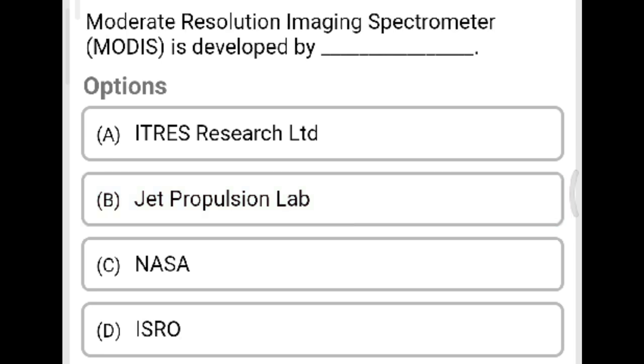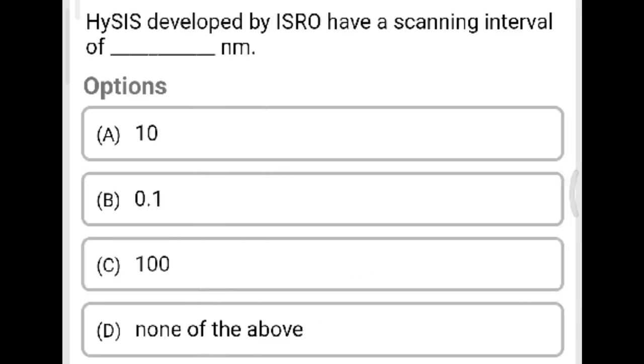Next question, Moderate Resolution Image Spectrometer is developed by option A ITRES Research Lab, option B Jet Propulsion Lab, option C NASA, option D ISRO. The correct answer is option C NASA. Next question, HYSIS developed by ISRO having the scanning interval of dash nanometer, option A 10, option B 0.1, option C 100, option D none of the above. The correct answer is 10 nanometer.